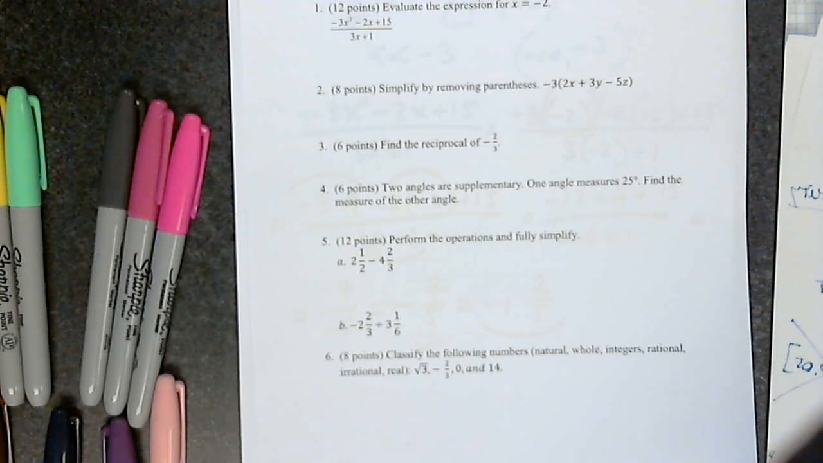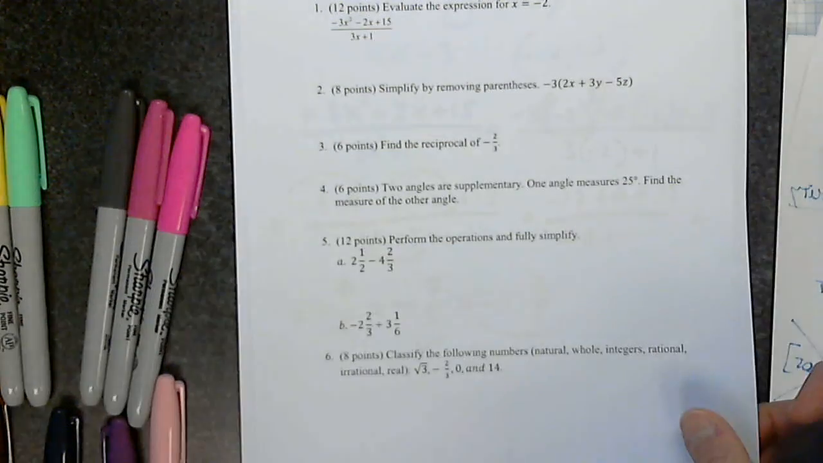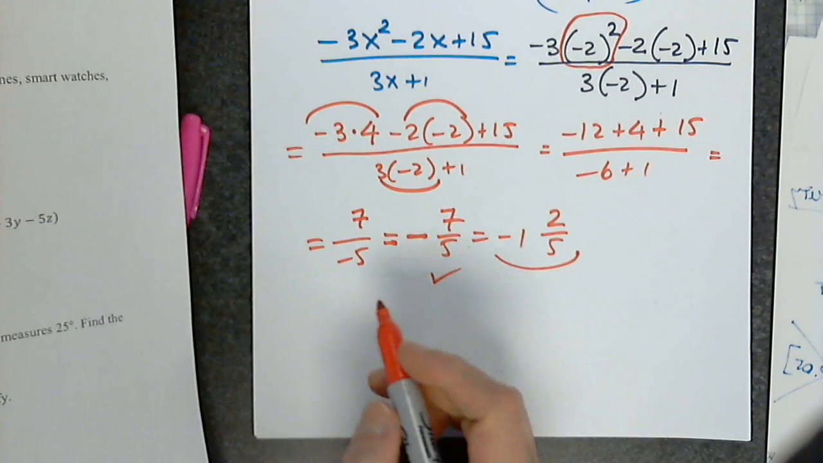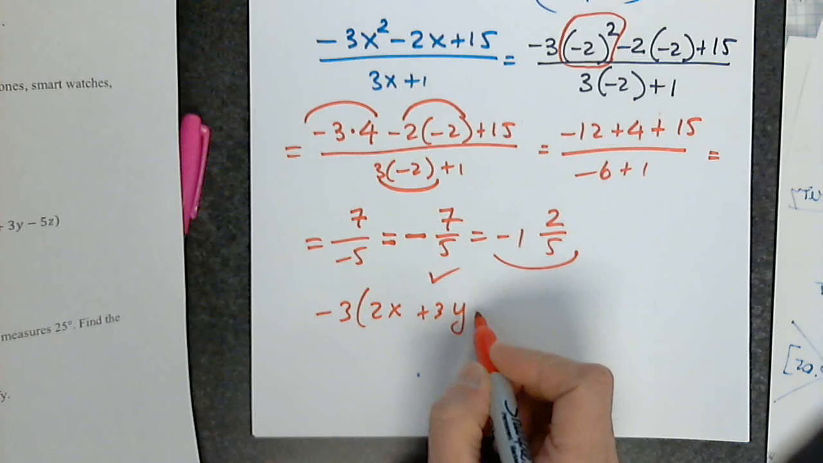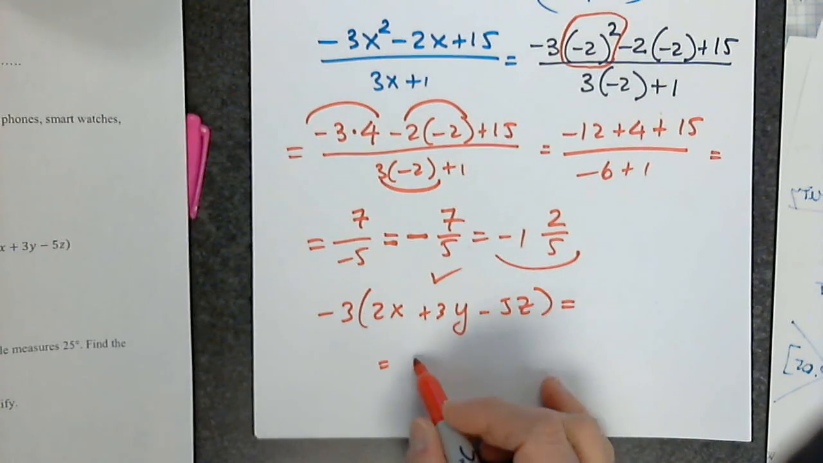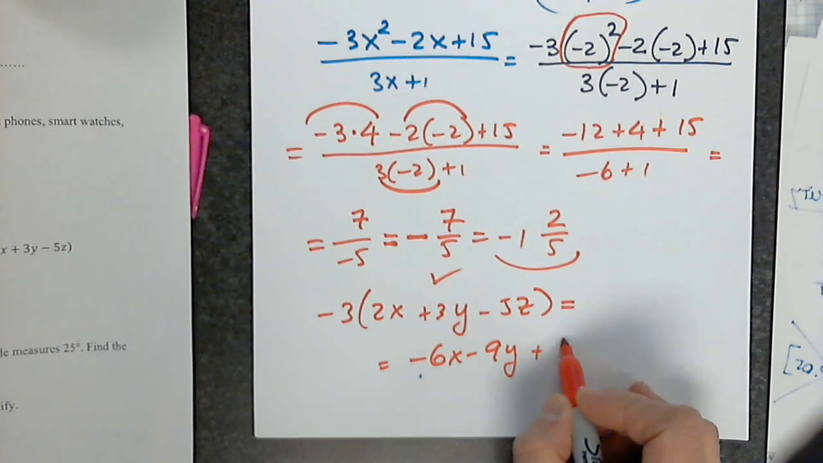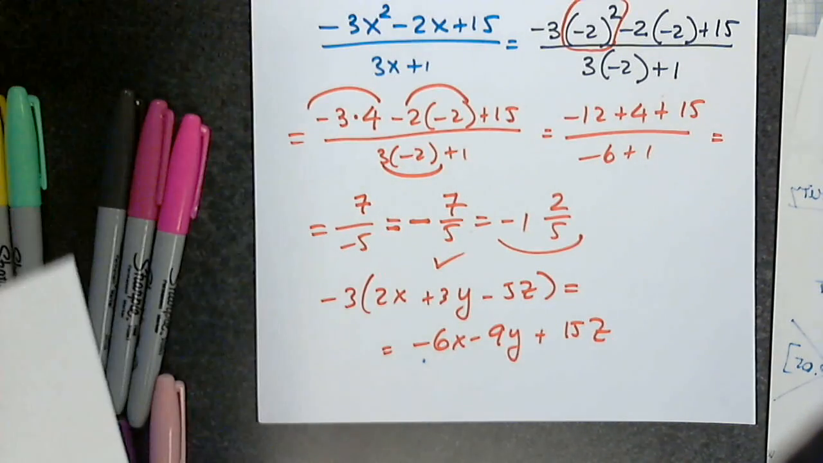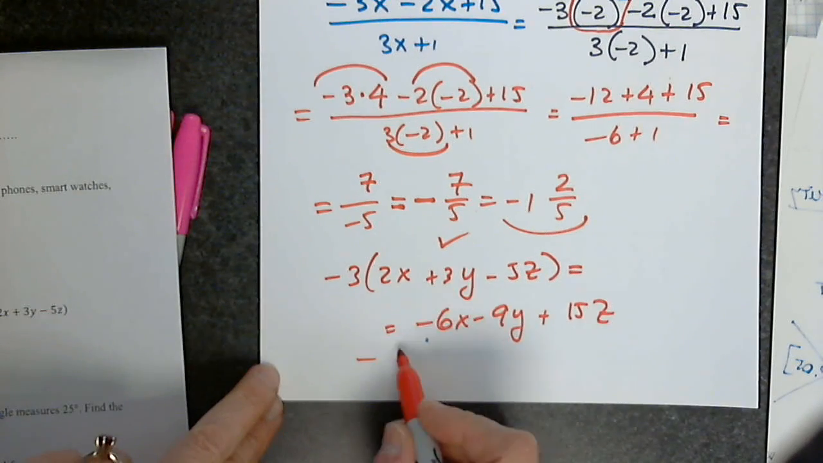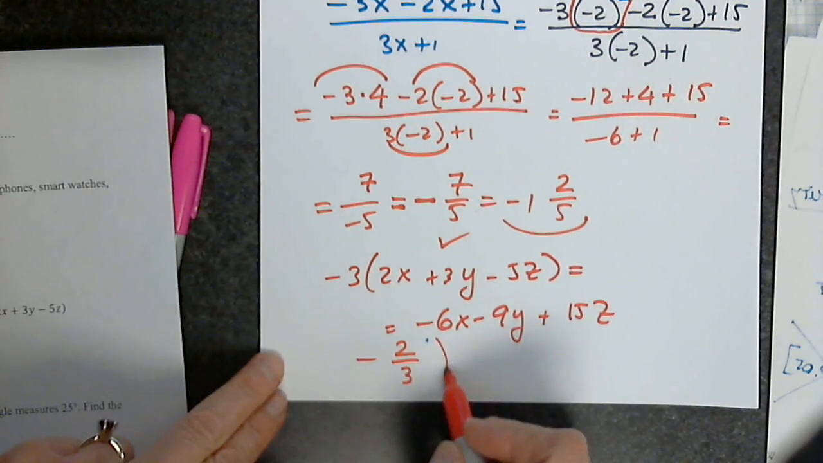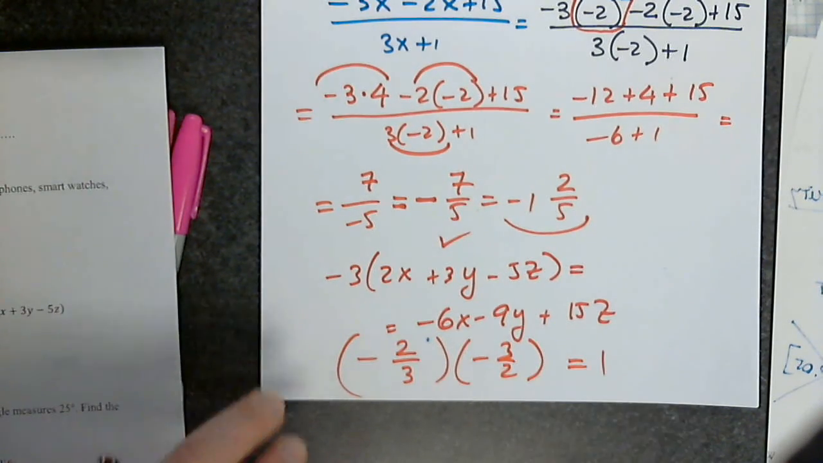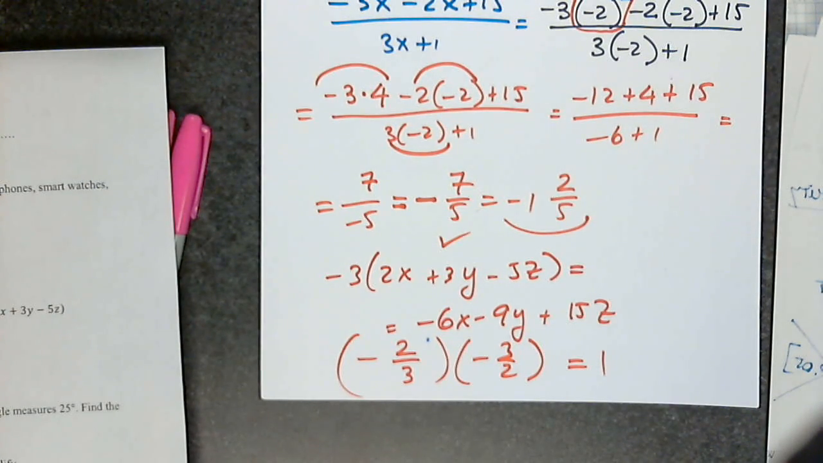Good. Okay, so I see we have pretty much no difficulties with number 2. So -3 times 2x plus 3y minus 5z is -6x, -9y plus 15z. I think everyone got this correct. And then the multiplicative inverse of -2/3 obviously is -3/2 because the product has to equal 1, not -1, right? So if one number is positive, the other one has to be positive if they are multiplicative inverses of each other. If one is negative, the other one has to be negative so that the product is 1.